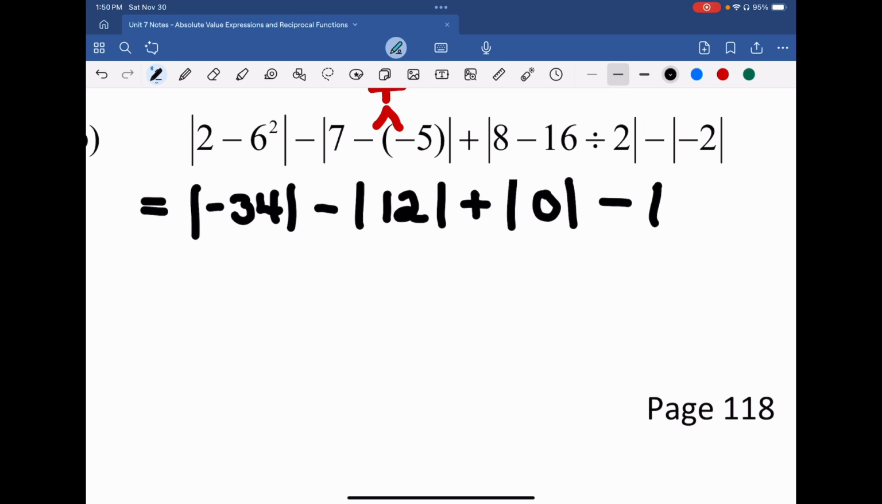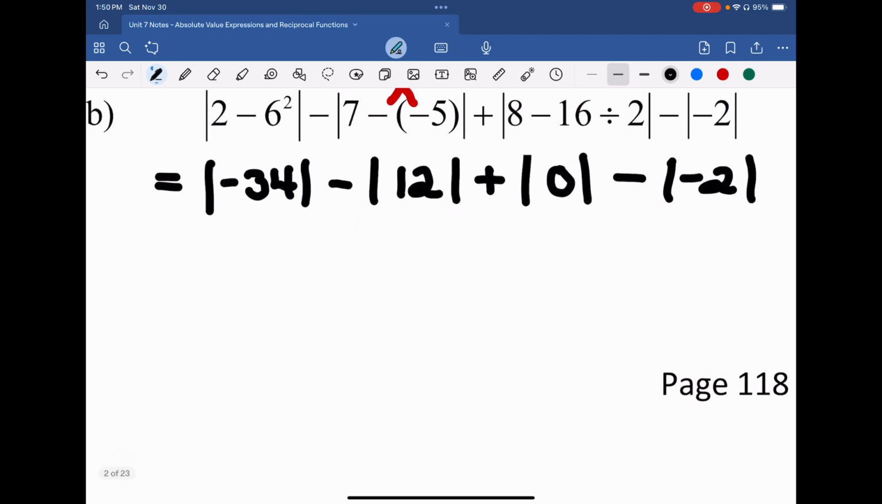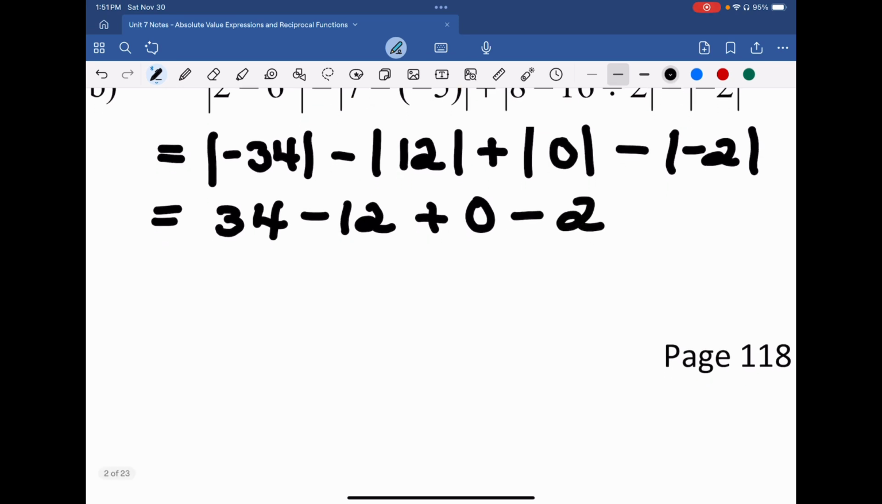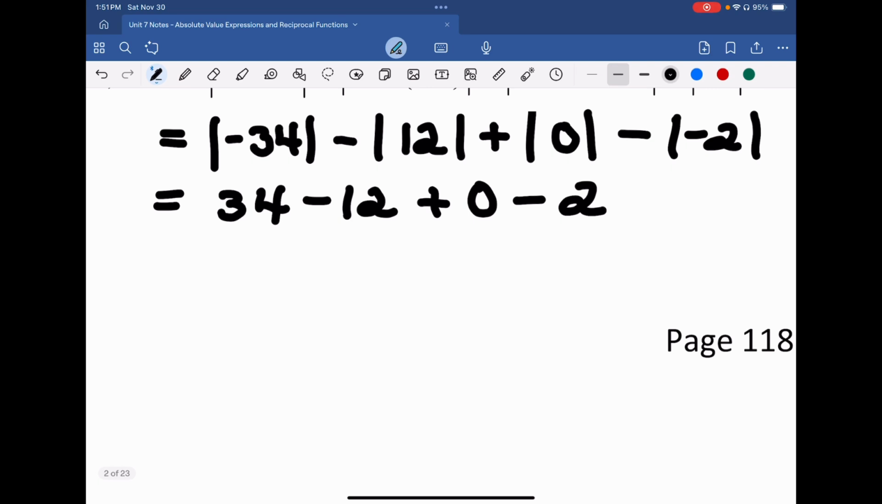Now, we're going to have the absolute of negative 2, which is just absolute of negative 2. Now I'm going to go below here and write all the absolutes. This is going to be 34 minus positive 12 because of the operation, plus 0, which is the absolute of 0, and then minus the absolute of negative 2, which is positive 2. 34 minus 12 is going to give us 22, minus another 2 is going to give us 20 for the value. So these should be your values here.